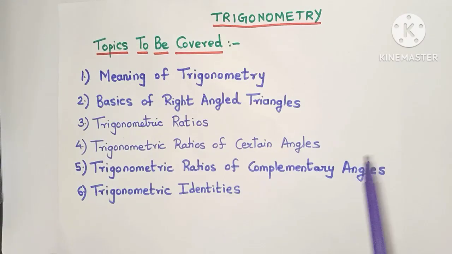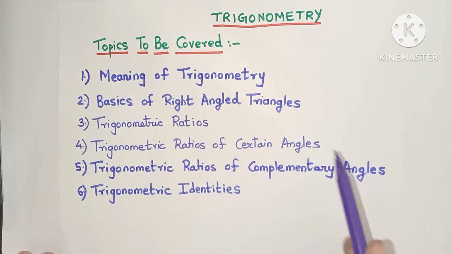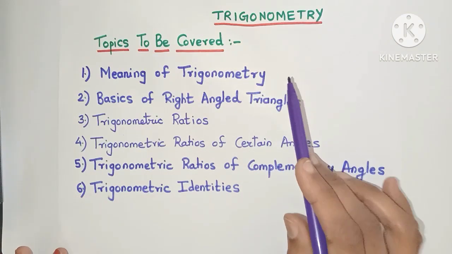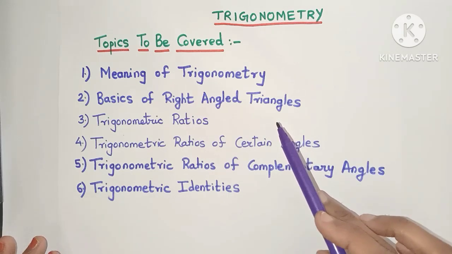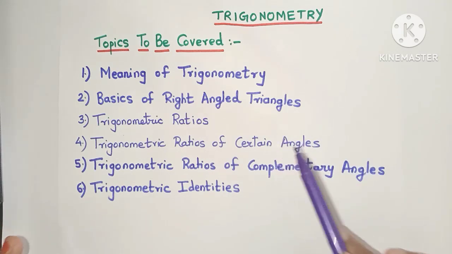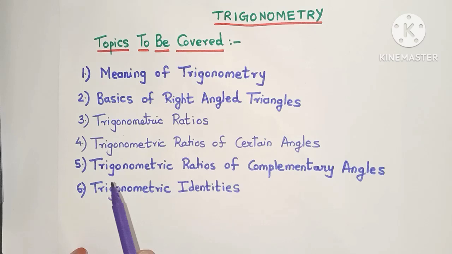Hello everyone. In today's video, we will be covering the entire trigonometric chapter: the meaning of trigonometry, the basics of right angle triangles, what are trigonometric ratios and trigonometric ratios of certain angles. We'll also be seeing the trigonometric ratios of complementary angles, and finally, we will understand what are trigonometric identities. So friends, I hope that this video will help you better understand trigonometric chapter.